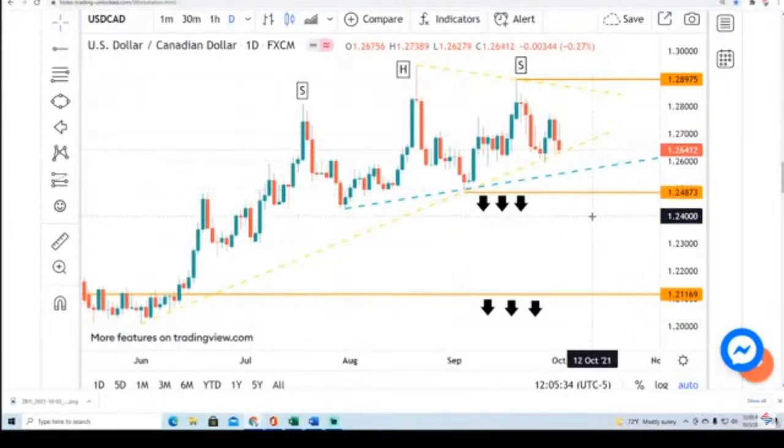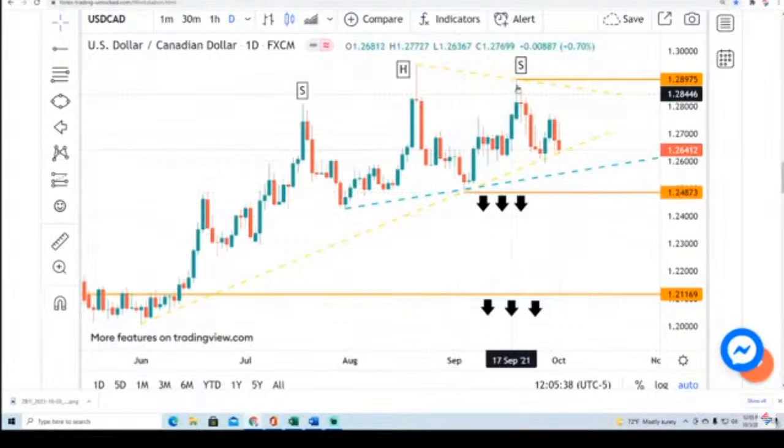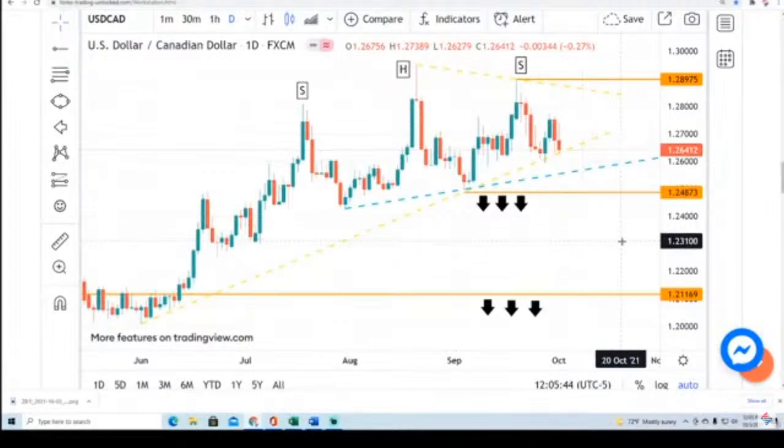If we take that out, that means we've confirmed taking out the neckline, taking out a lower move low after a lower move high, confirming what? A new potential downtrend that will be extended. And where is our downside target? Well, below $1.2487. We're looking for a lookout below 1.2116.